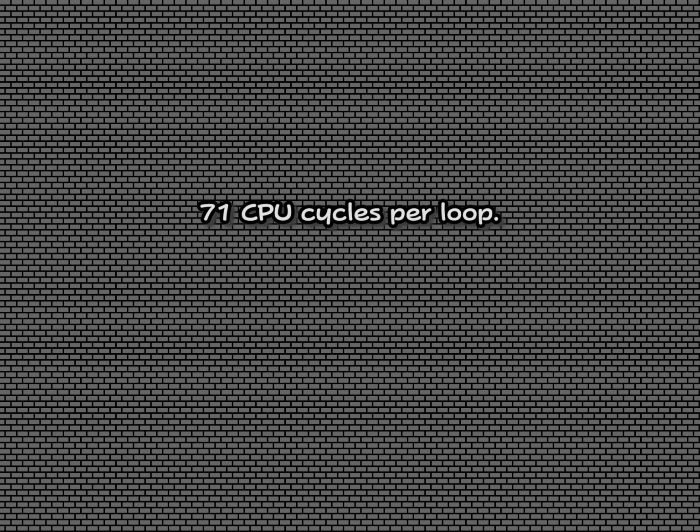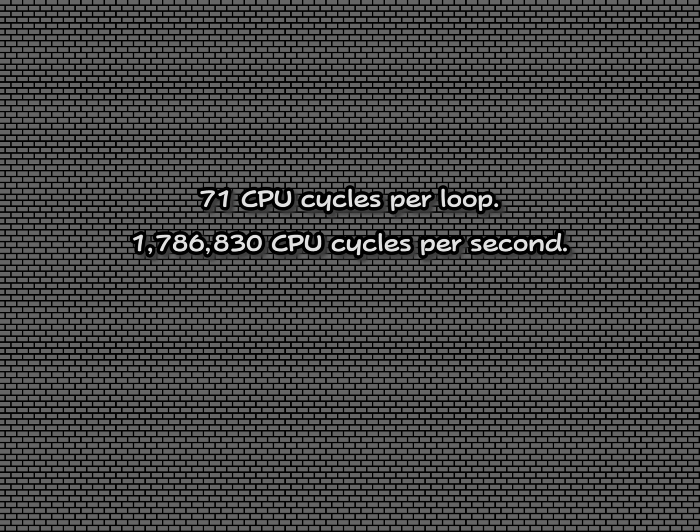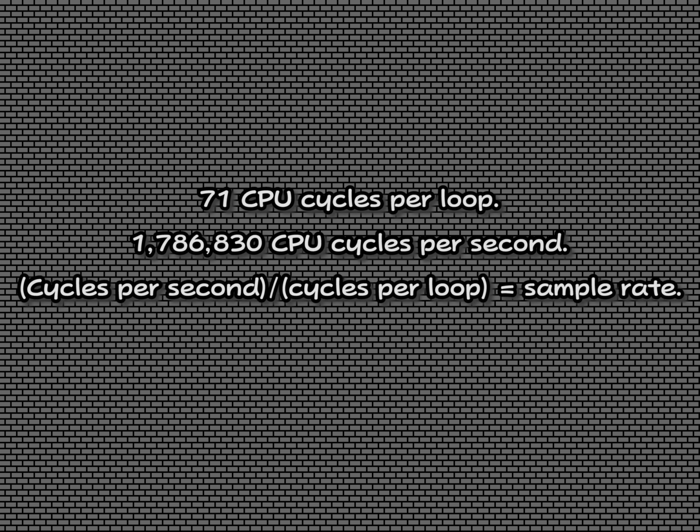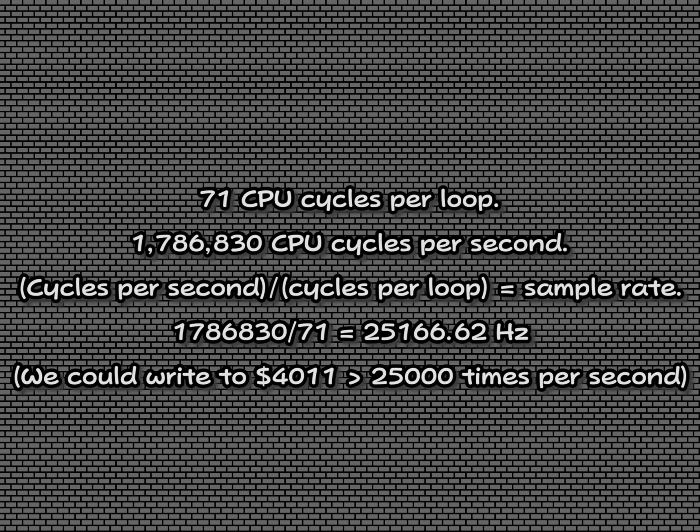To determine the sample rate, we could do some real quick math. 71 cycles per loop, about 1.78 million cycles per second. To calculate the sample rate, we will divide the cycles per second by the cycles per loop. In this case, that gives us a sample rate of over 25 kilohertz. 25 kilohertz audio is not too bad coming out of the NES.